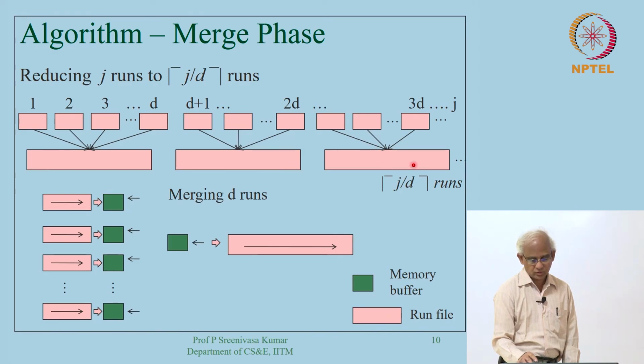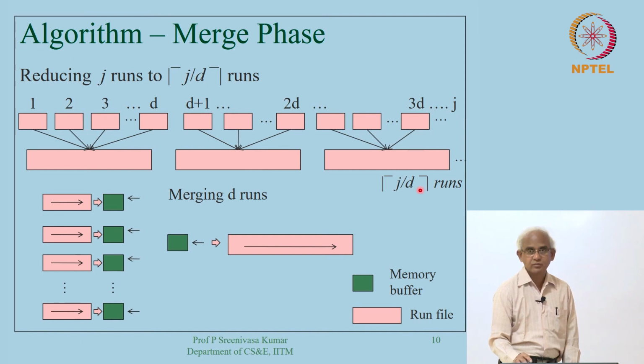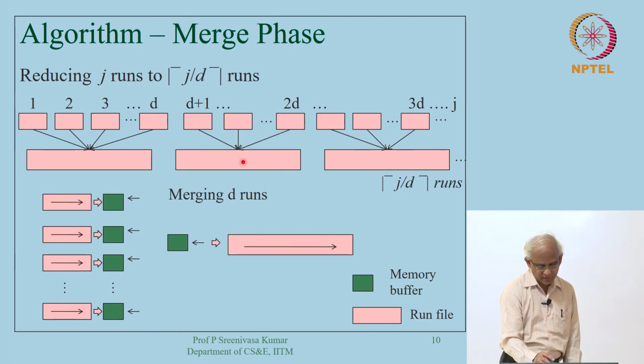Okay. So, now because you are taking d of them together, this j runs will now become j by d number of runs in the next phase, and then you have to repeat that. Again, take d of these runs and then merge them, then it will become j by d by d, j by d square number of runs here. Okay. Now, let us focus a little bit on how do we exactly merge.